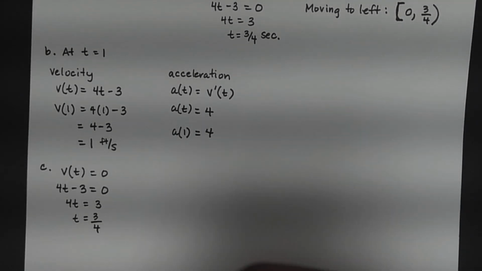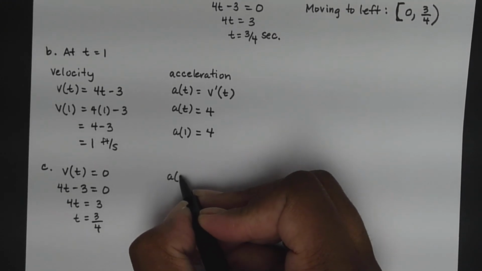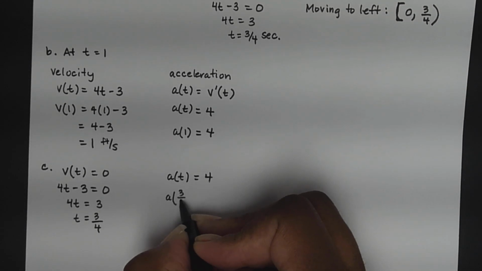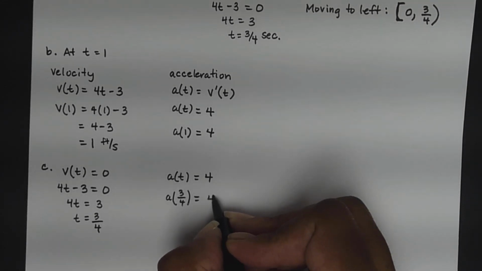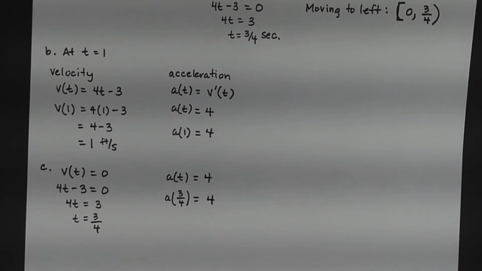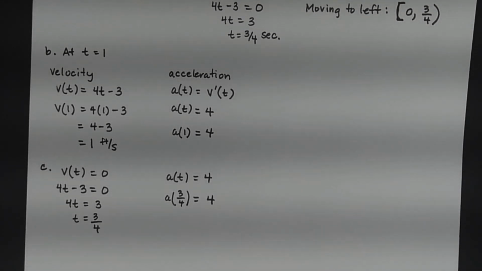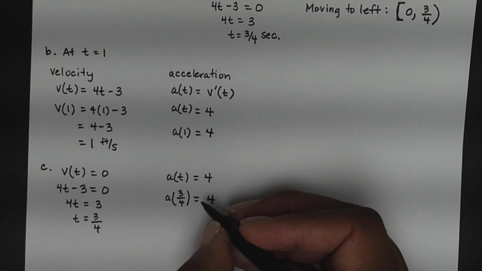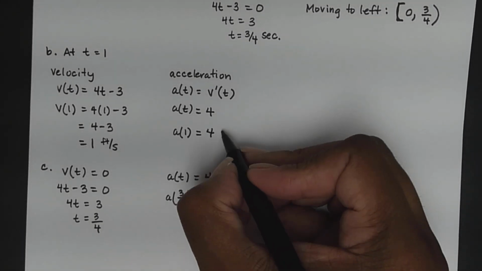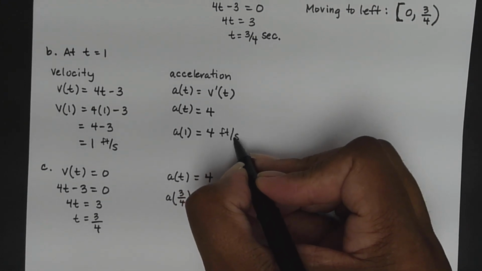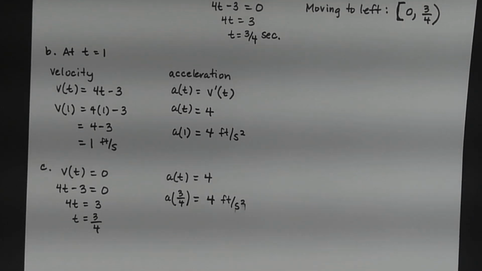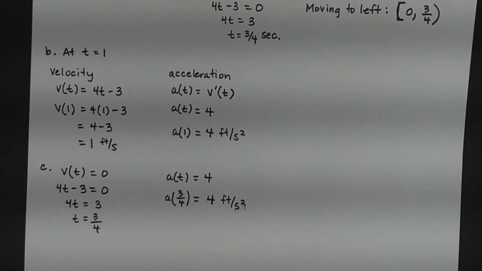And of course, our a of t from part B came out to be 4, so that means a of 3/4 will also be equal to 4, since it's a constant. Okay, so at 3/4 of a second, our acceleration would be 4, and this will be in feet per square second. And the same thing up here, feet per square second. Okay, so that's problem number 9.